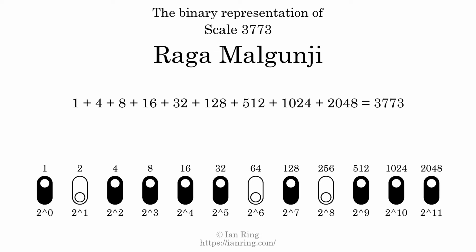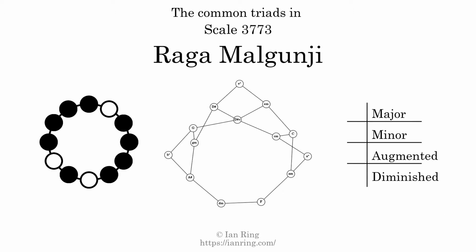3773. The scale number not only enumerates the scale with a unique index, but it also literally describes the tonal content of the scale. Represented as a binary number in base 2, the scale number is 111010111101. Here are the common triads present in this scale.